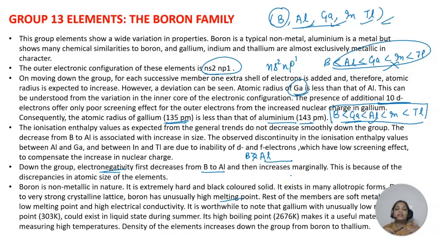You know that gallium also exists in the liquid state during summers. Usually at room temperature it is a solid, but it can exist as a liquid at higher temperatures. And the density of the elements increases down the group from boron to thallium. All right students, that is the thing.